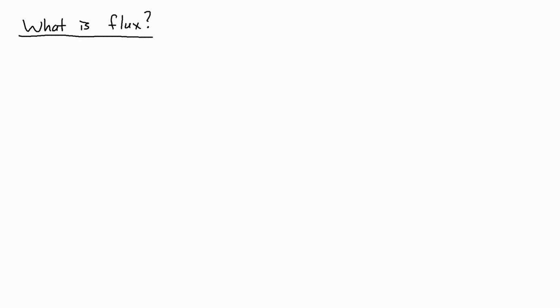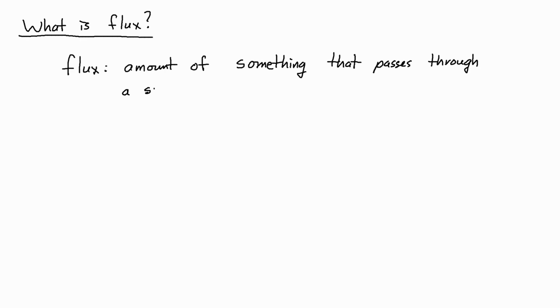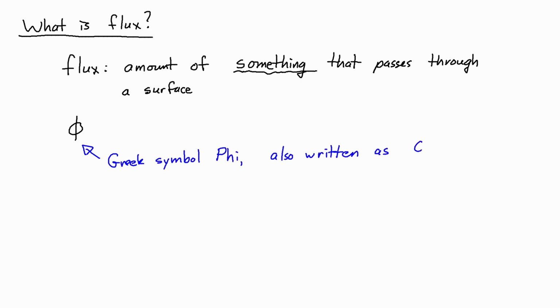Before we dive into Gauss' law, we have to talk about flux. And the question that comes up is, what is flux? Flux is the amount of something that passes through a surface, and that's a really general definition of it. We're going to give flux the symbol phi, which is the Greek symbol phi, which is also written this way with lines on the top.